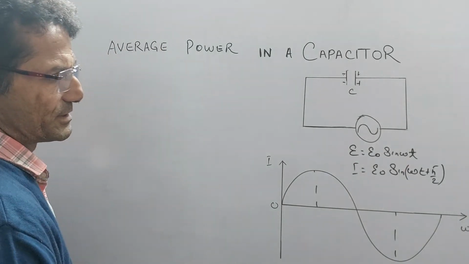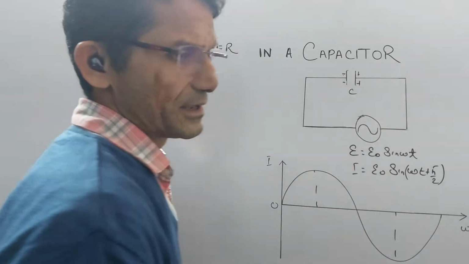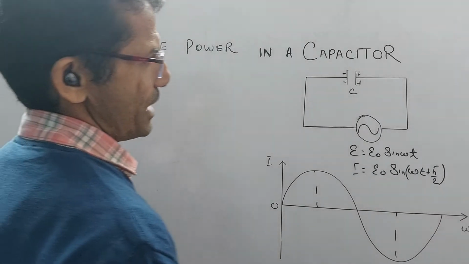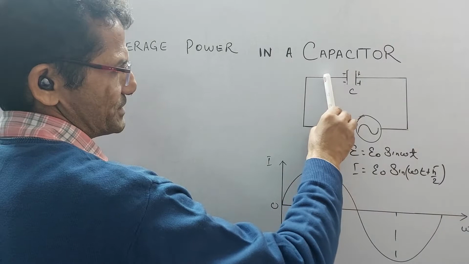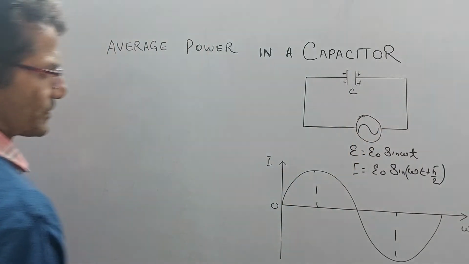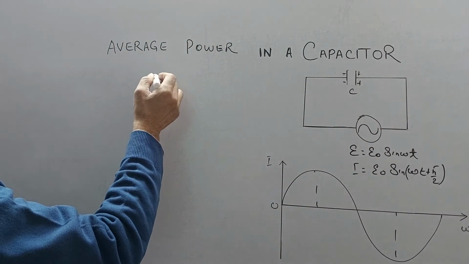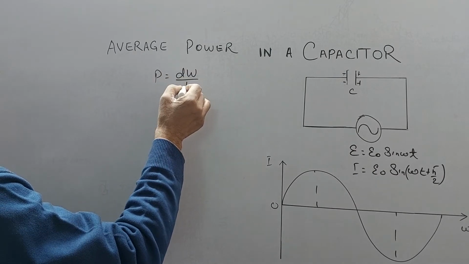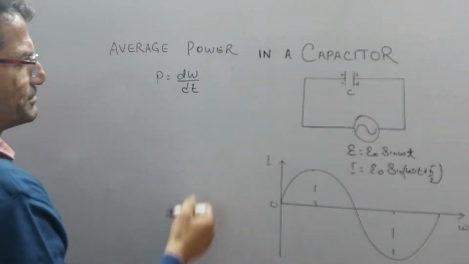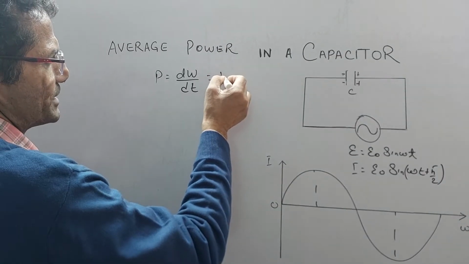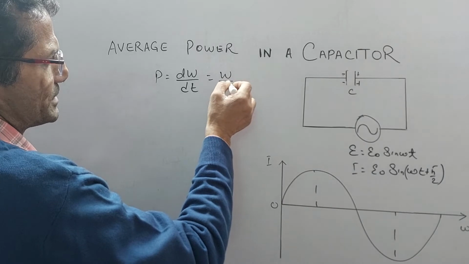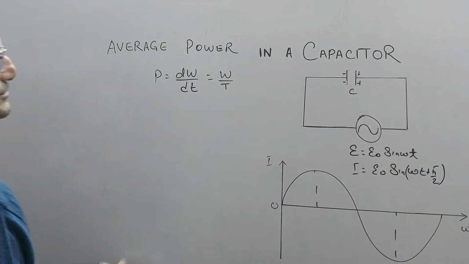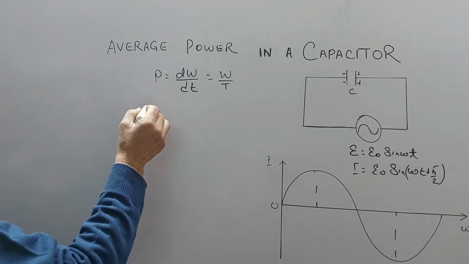This is our theoretical portion. Let us start mathematically to show how the average power loss across the capacitor is equal to 0. We know that power has the formula dW upon dt, or simply work done divided by time. If I take one complete cycle, our time period will be T.